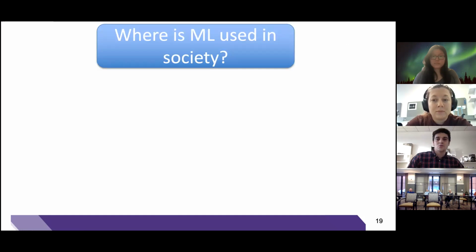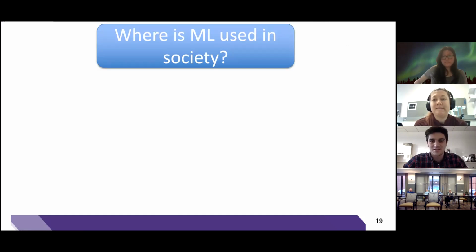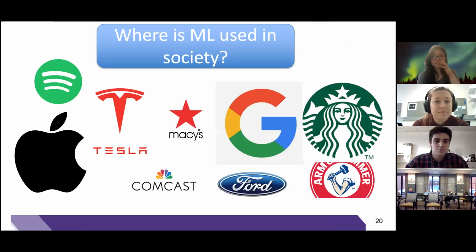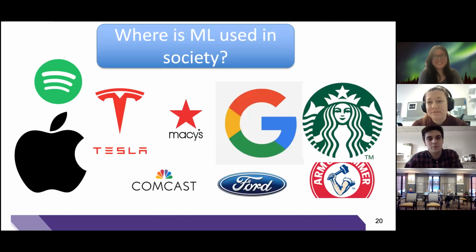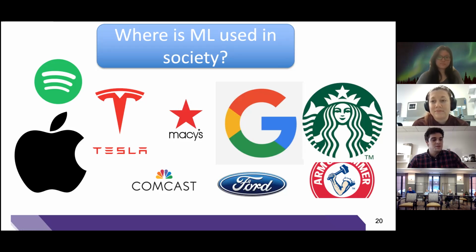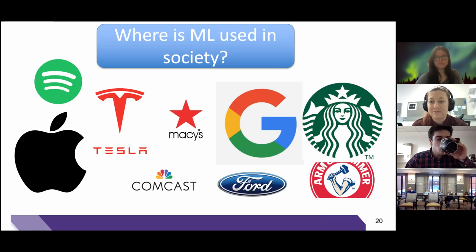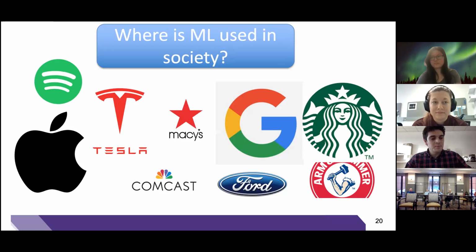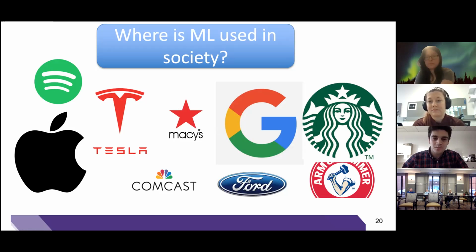So here's one question: where is this used in society? I just put a bunch of random companies here because you can confidently assume that every big corporation is using machine learning or deep learning in some capacity. Now, there's a couple examples that are more standout than others, but the technology has matured to the point that anyone can find a use for it.